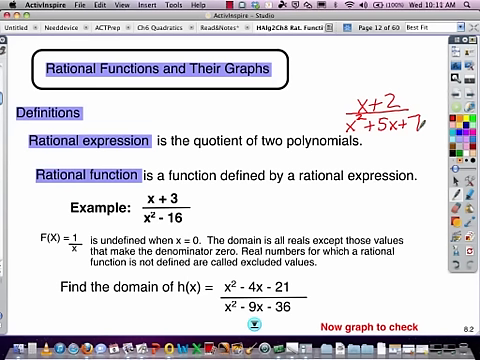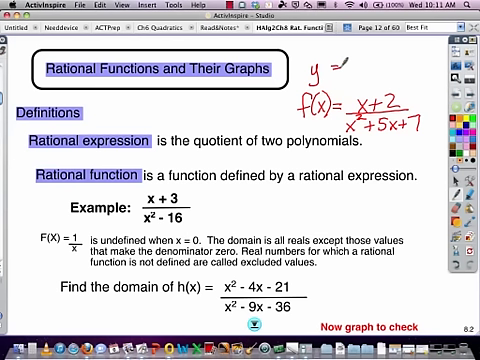So if we said f of x equals, which we know means y equals, we should be able to talk about the characteristics of that graph. Now, I have the example of x plus 3 over x squared minus 16. All the factoring we've been doing is definitely going to be helpful in this section.